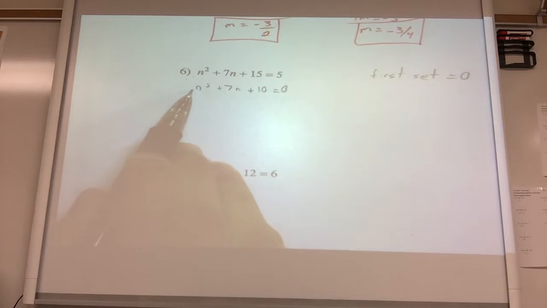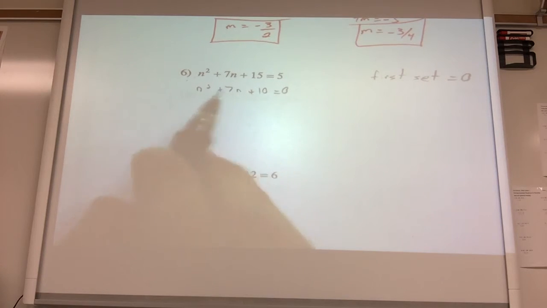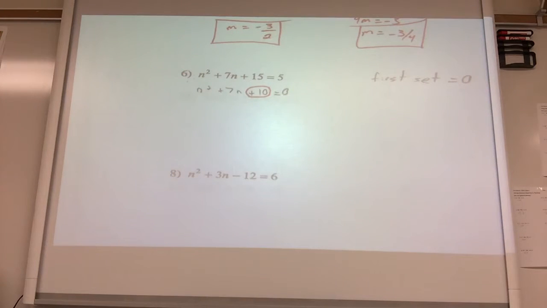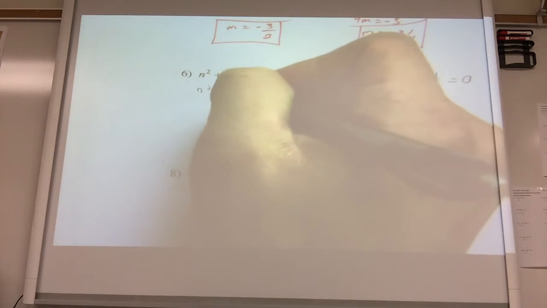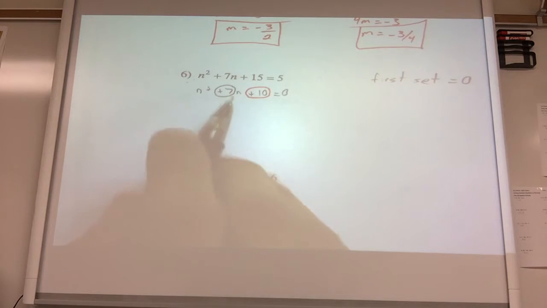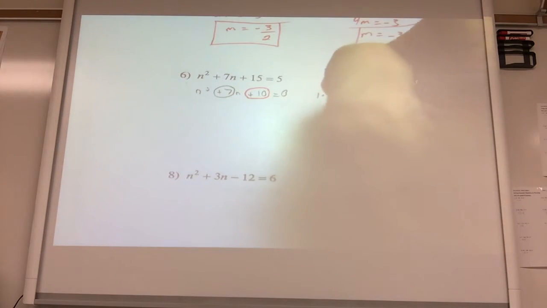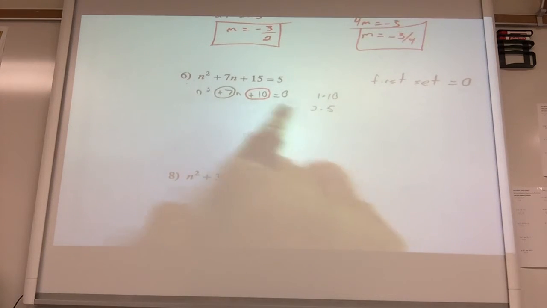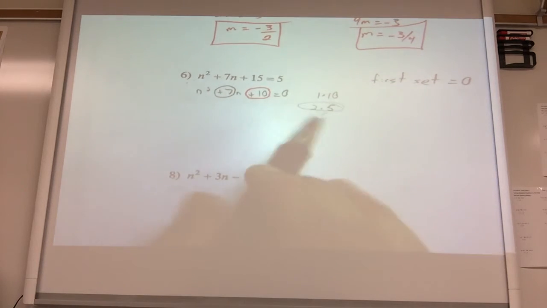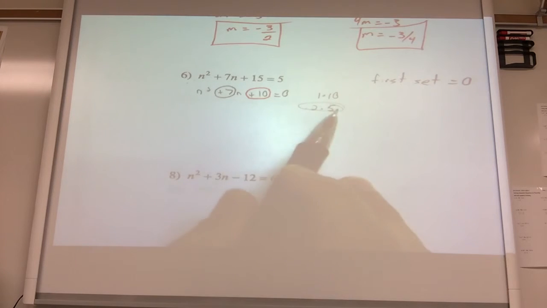Now, if a equals 1, once you've set it equal to 0, and in this case it does, the number before the squared term is 1. The coefficient of the squared term is 1. If a equals 1, then you're simply looking for two numbers that multiply to be positive 10 and add to be positive 7. It always works in that case. So two numbers that multiply to be c but add to be b. So in this case, 1 times 10 can multiply to be 10, or 2 times 5 can multiply to be 10. And those are the only options that would multiply to be 10. Now the question is, which ones add to be 7? 2 and 5. 2 times 5 is 10. 2 plus 5 is 7.